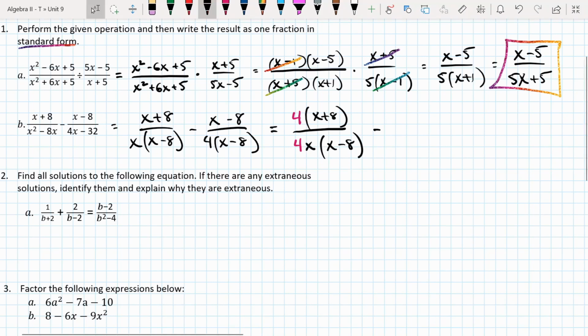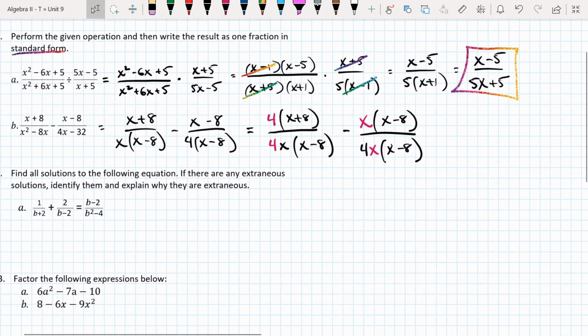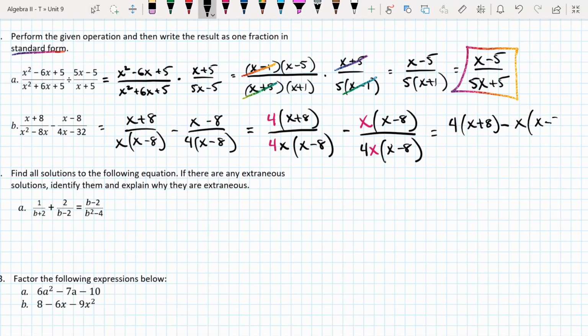minus. This one we're going to multiply by x over x. So x times x minus 8 over 4 times x minus 8. Okay? So now we have two expressions that have the same denominator, so we can combine these. So 4 times x plus 8 minus x times x minus 8, all over 4 times x minus 8.